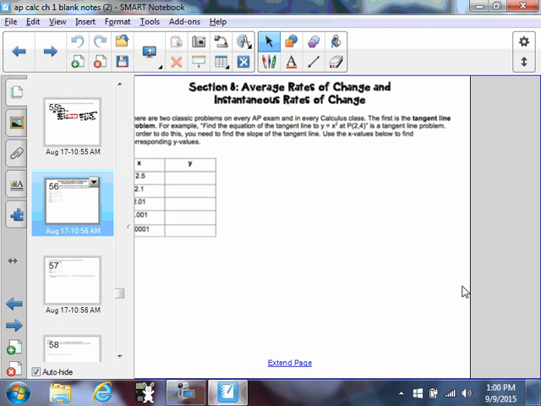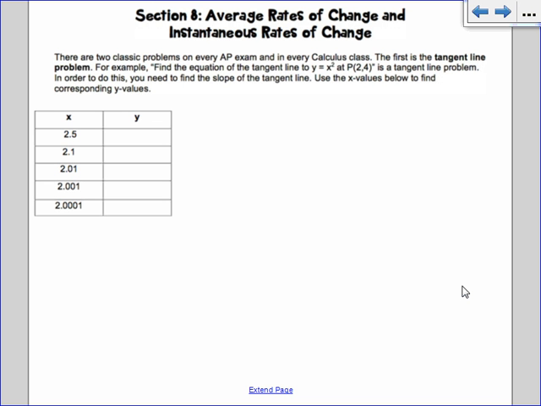All right, so section 8 is on average rates of change and instantaneous rates of change. We're also going to do a little something which is approximating the area under a curve. Okay, so it says there are 2 classic problems on every AP exam and in every calculus class.